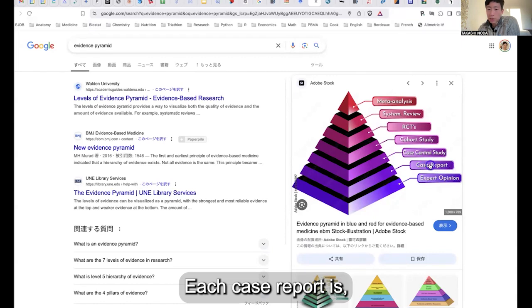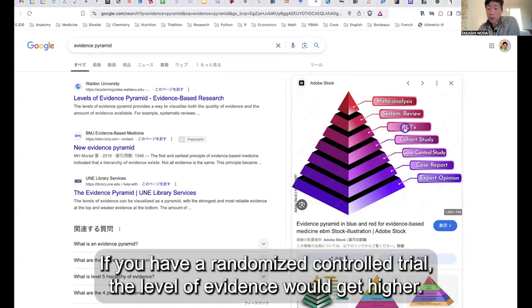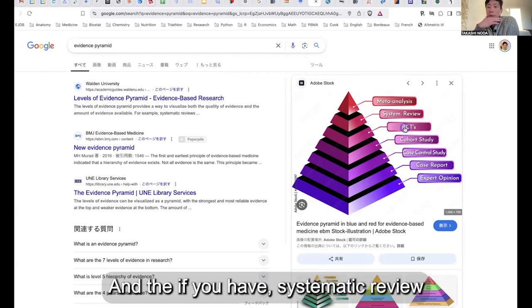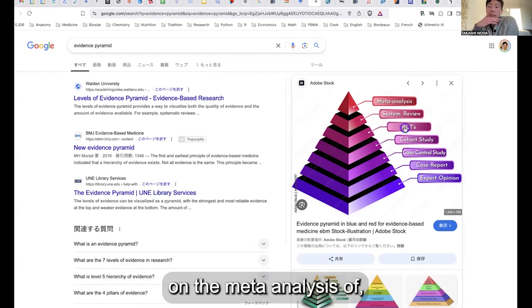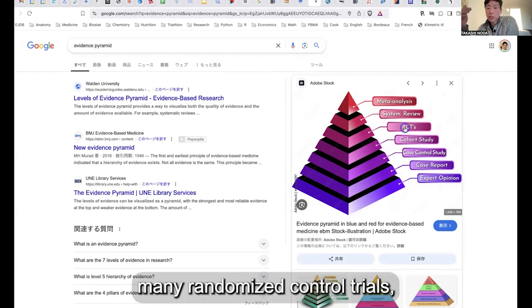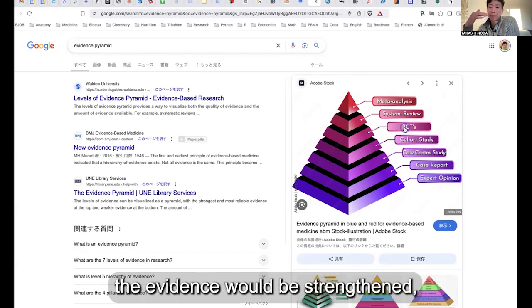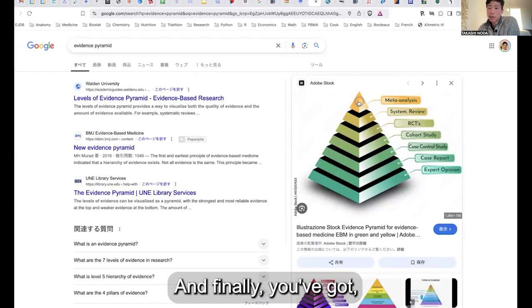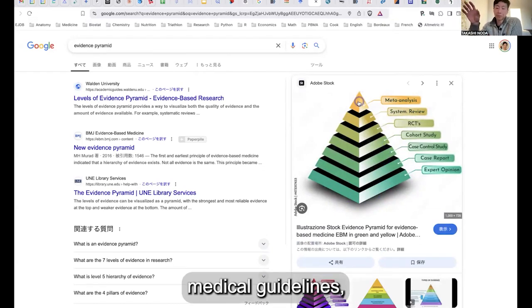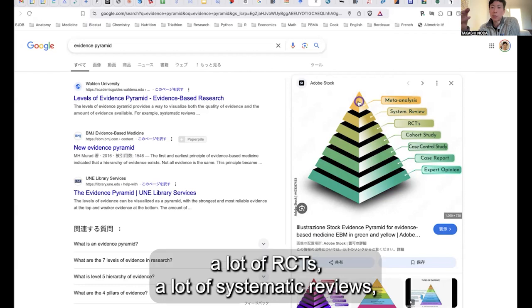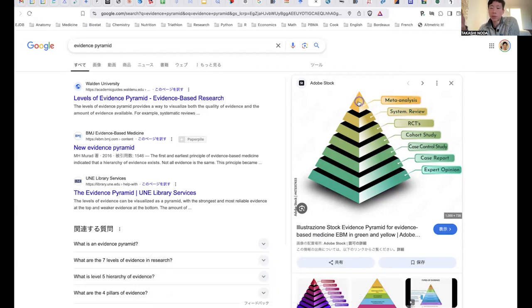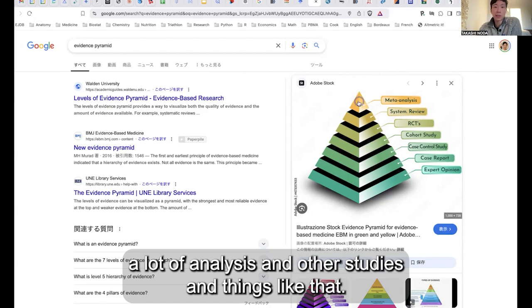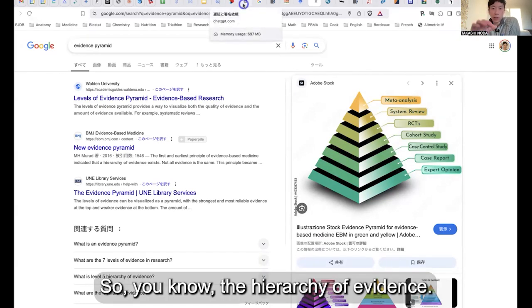A case report is still low, and if you have a randomized controlled trial, the level of evidence gets higher. If you have a systematic review and meta-analysis of many randomized controlled trials, the evidence is strengthened much more. And finally, you've got medical guidelines, which incorporate a lot of RCTs, systematic reviews, meta-analyses and other studies. So you should know the hierarchy of evidence.